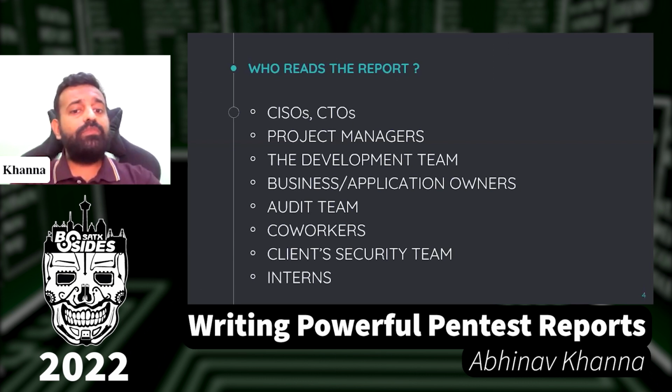Then comes the co-workers. Your co-workers might be interested to know what vulnerability you have found, how you found it, how you're creating the reports. So the people who are working with you are equally important when you're creating the reports because they can be used as a future reference. Then comes the client's internal security team, and those guys might also be interested in your report to understand what you've identified because they are the ones who might replicate that finding.